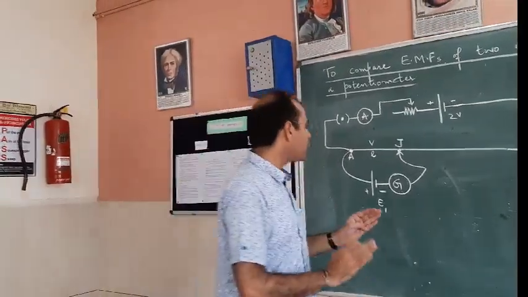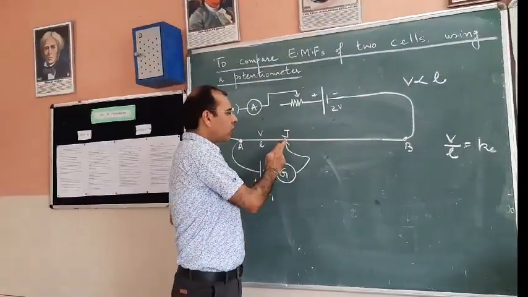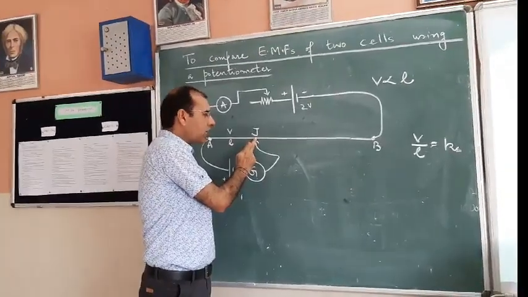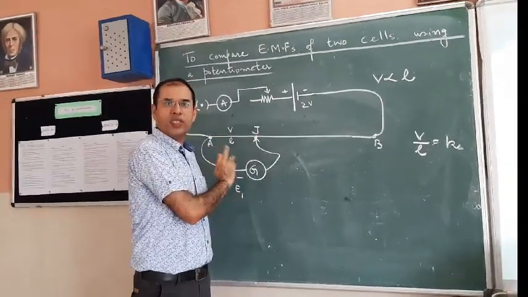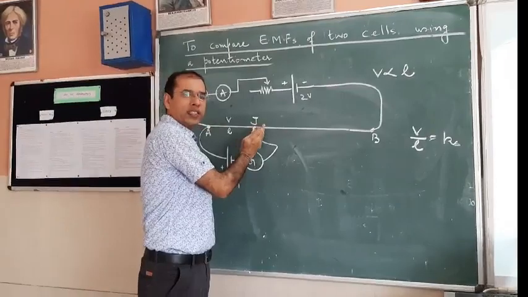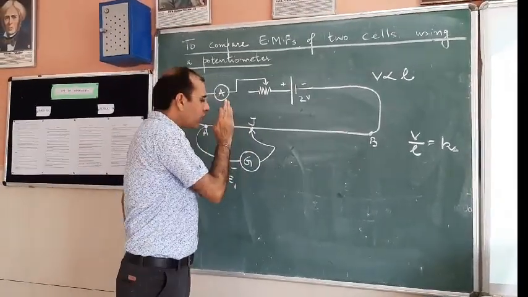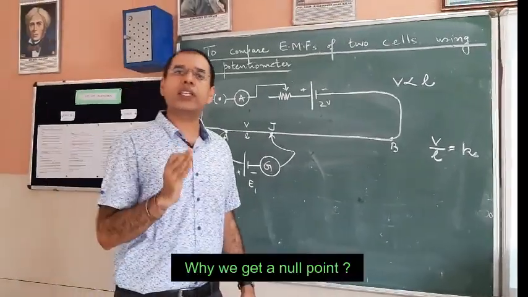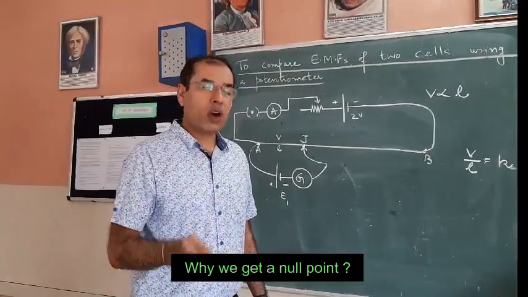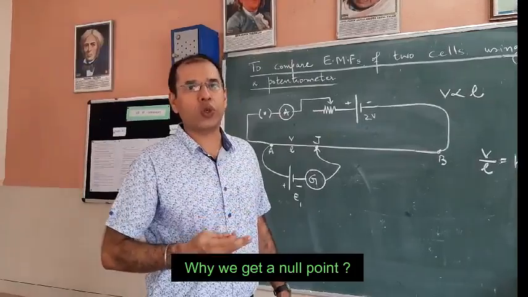Otherwise, current was flowing through this galvanometer when this jockey was on either side of this point. So there will be some deflection when we move to the right side of J, and there will be some deflection when we move to the left side of J. But when we touch it to point J, there is no deflection. Now, how is it possible? Why is there no deflection?